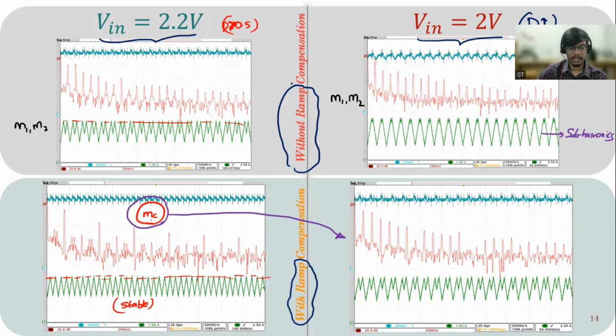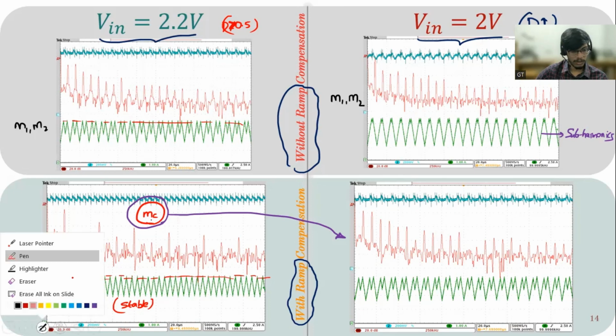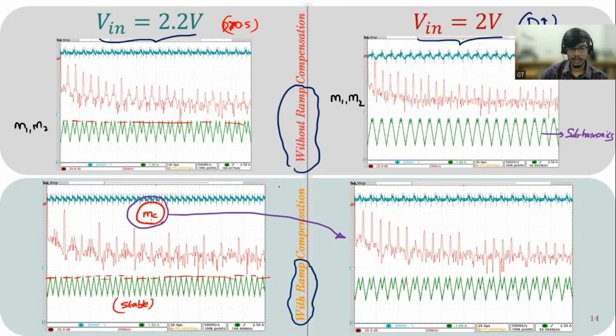So this part, is this clear? Yeah, one more thing, sir, subharmonics in the sense, the frequency component will be less than the switching frequency. Yes. Like what to consider, sir? I have to consider this as switching frequency or this one?